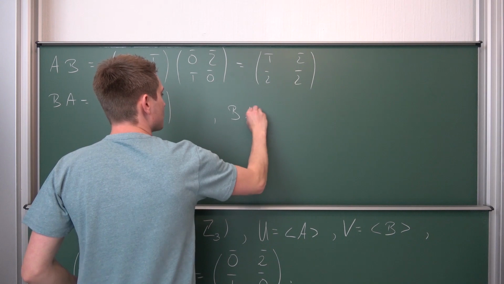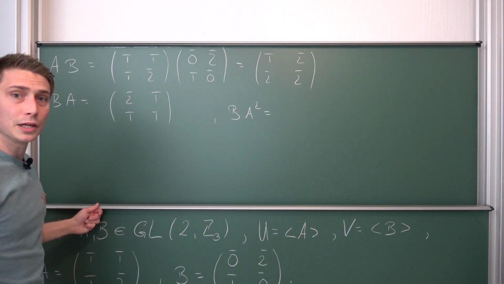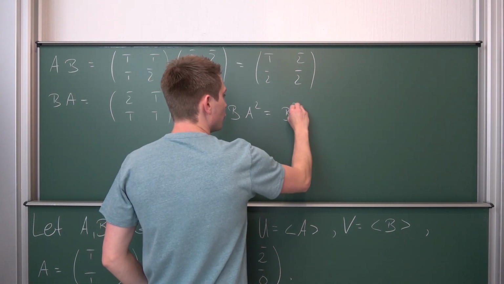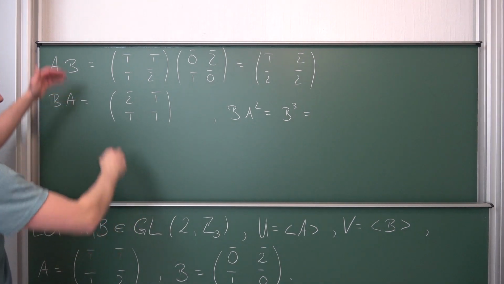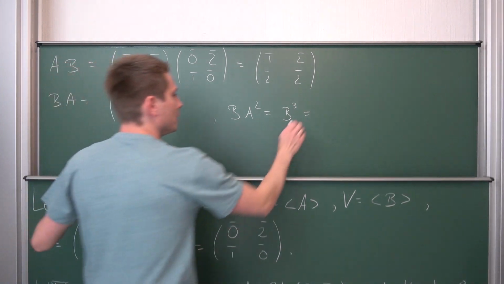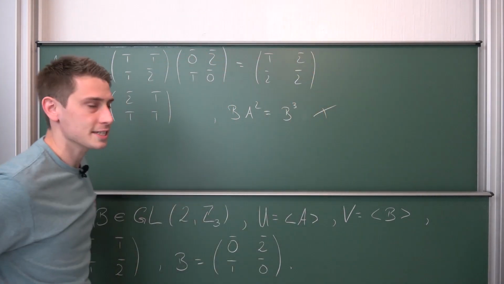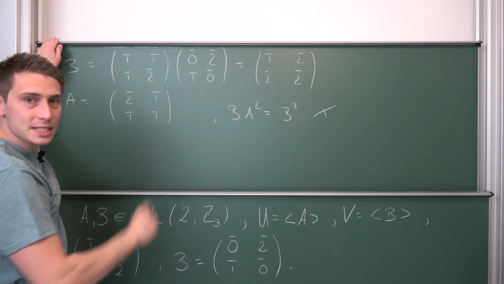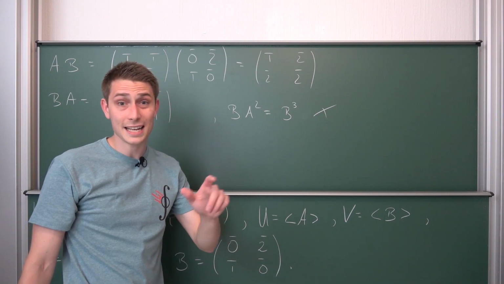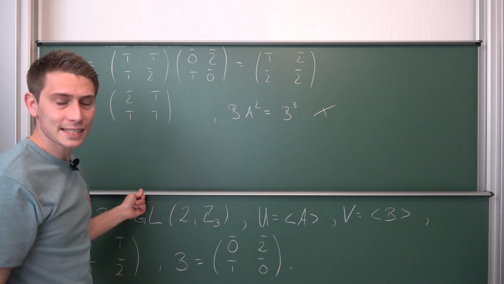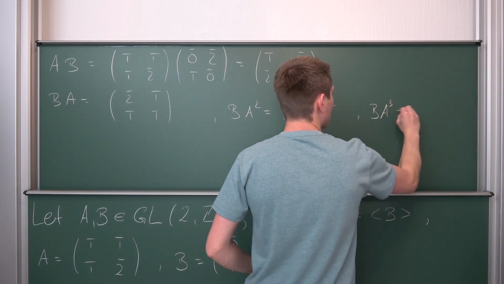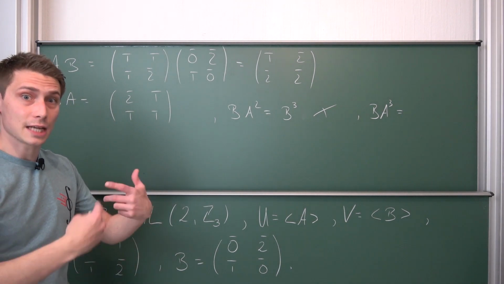Now, B times A squared. What is B times A squared? Well, remember that A squared is nothing but B squared. So this is just B to the third power, and it's definitely not equal to A times B, because B to the third power is something that we already have here. So no, it doesn't count. There's an X behind it. Now, B times A to the third power. That's the only option that's really left for this to hold, because A to the fourth power is already the identity matrix, would make it B yet again. So B times A to the third power is nothing but B times A squared.